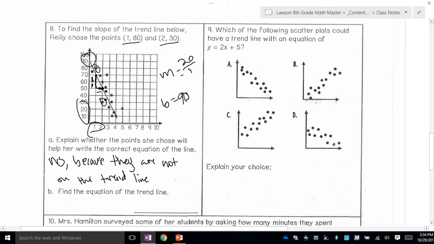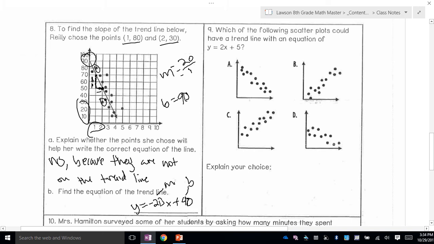Then we need to go back and see what kind of slope it is. From left to right, it's decreasing. So it's going to be a negative 20 over 1. And then I'll just write my equation. Y equals, my slope was a negative 20, x plus 90. Okay, where the 90 was my y-intercept and the 20 was my slope, or the negative 20. Okay.